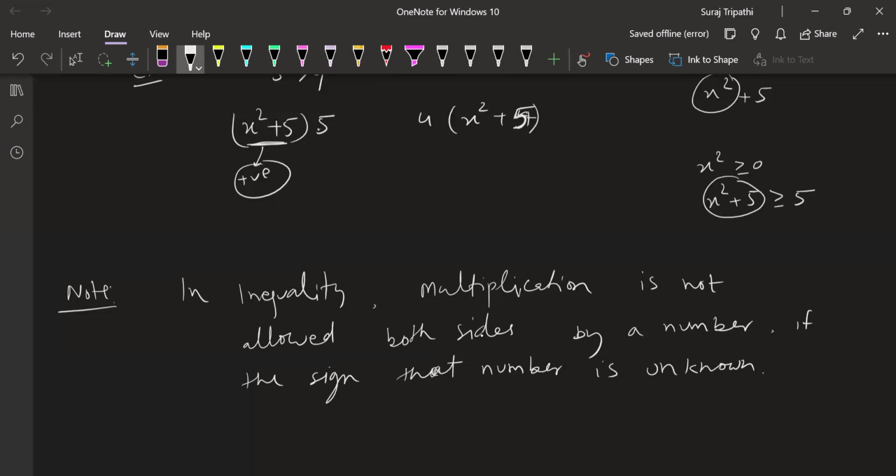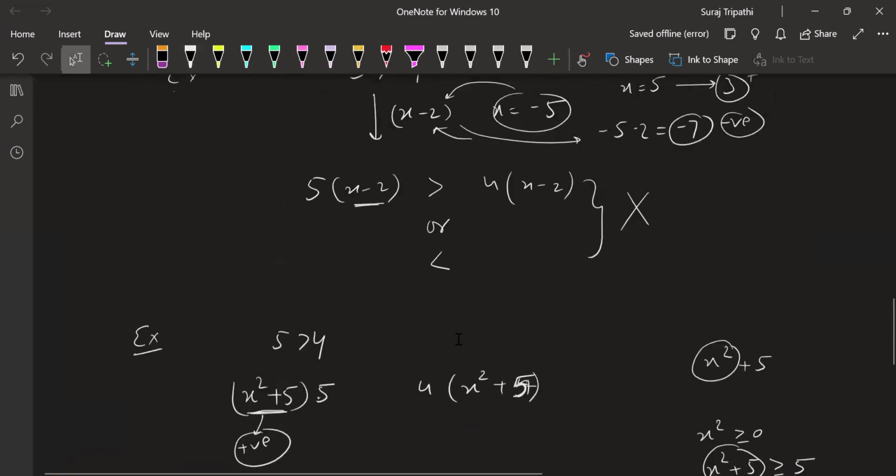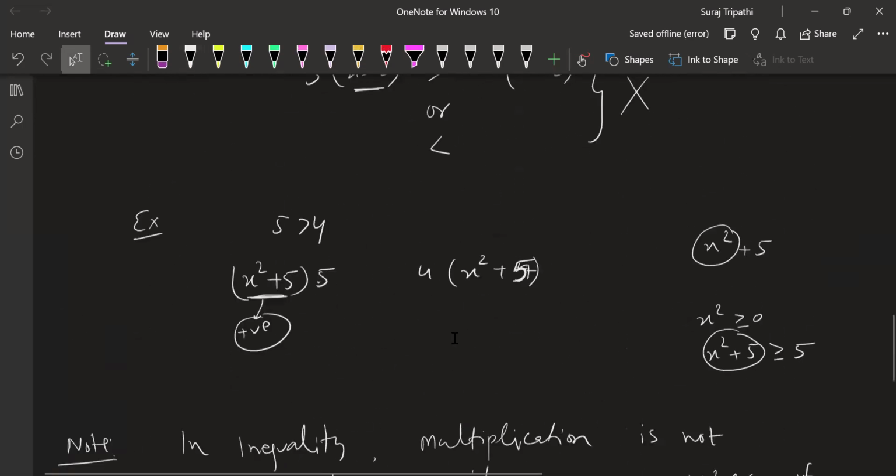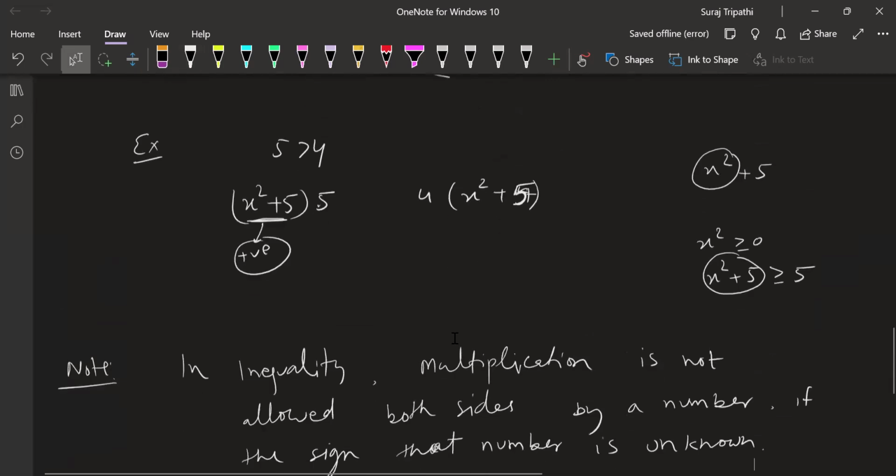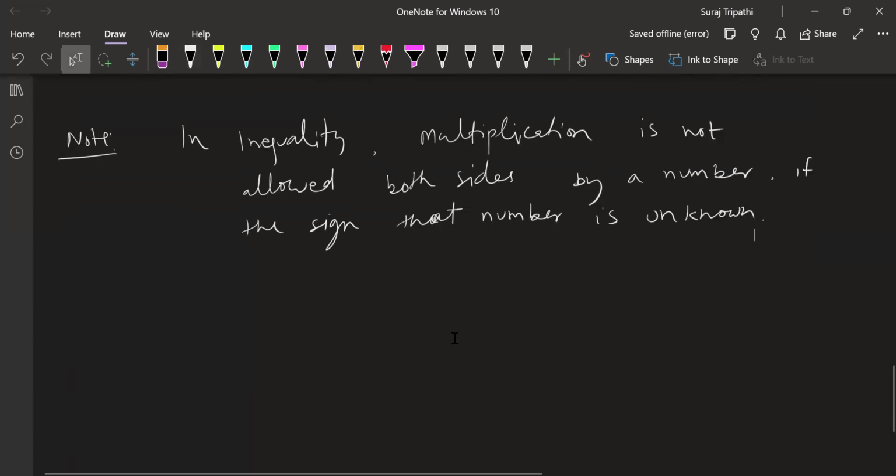If sign is unknown, then multiplication is not valid. Right? Previously, I have taken two examples. Multiplication on both sides is only valid if the sign of the expression is fixed, either always positive or always negative. Then we can multiply that expression on both sides. But if the sign is unknown, then we cannot multiply it on both sides. Right?